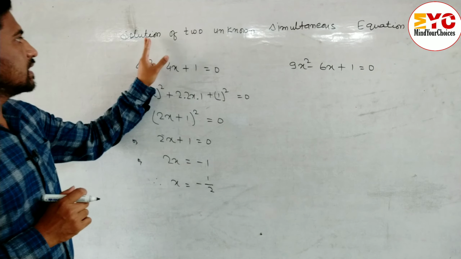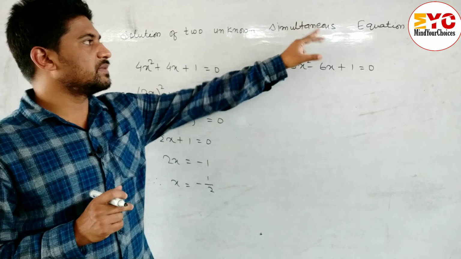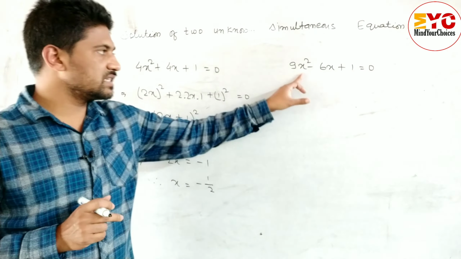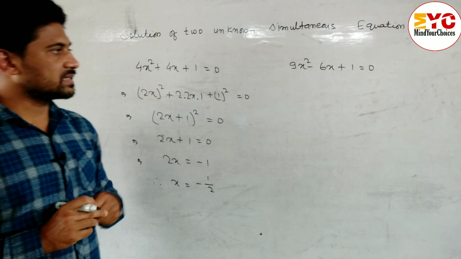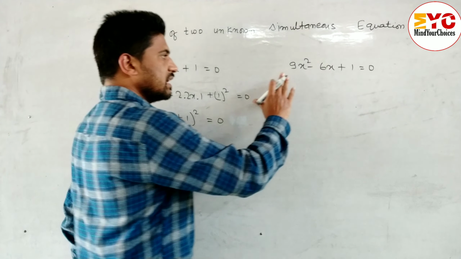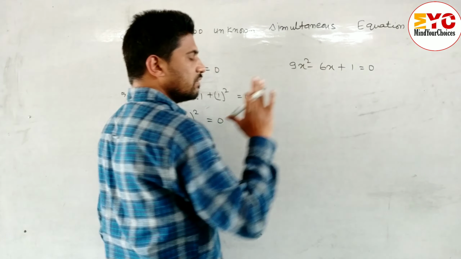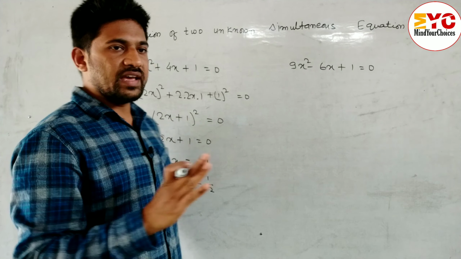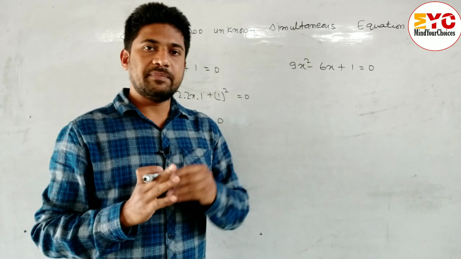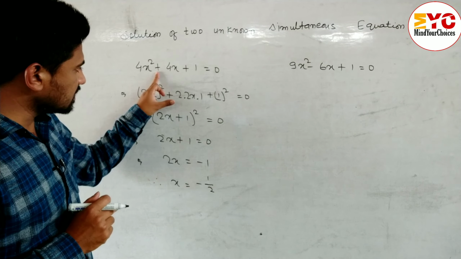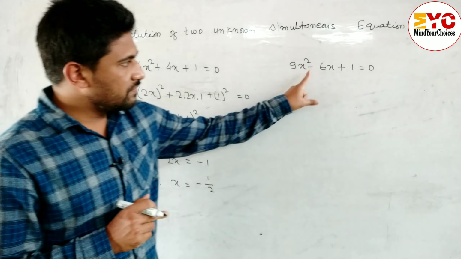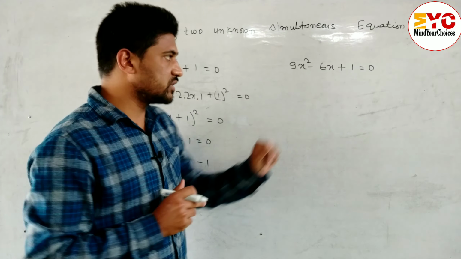We are solving the solution of two unknown simultaneous equations. These are the simultaneous equations we have to solve, and we have to find out the value of x. Now you can see, if we convert the first and last terms in the form of a whole square, we always convert in the form of a plus b whole square or a minus b whole square. How to convert? If here is plus, definitely a plus b whole square. If here is minus, then a minus b whole square.